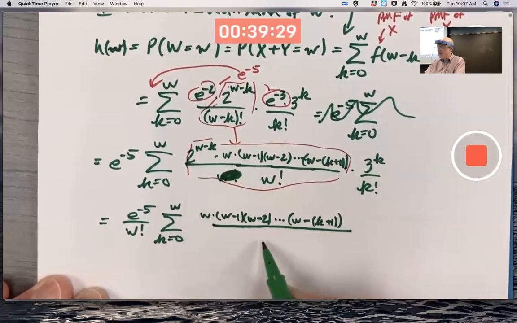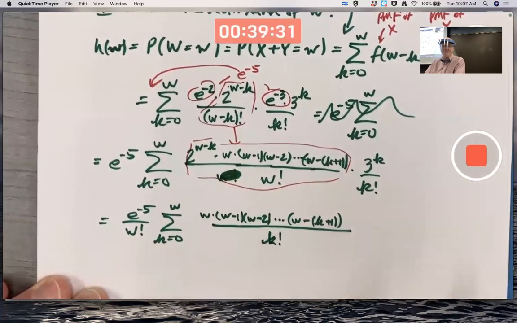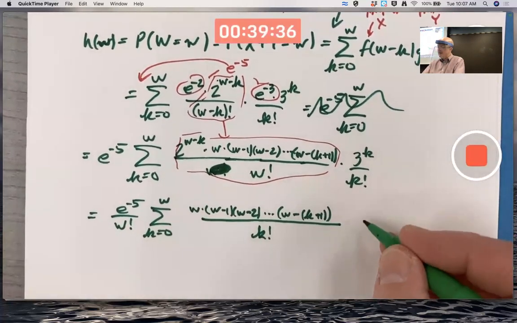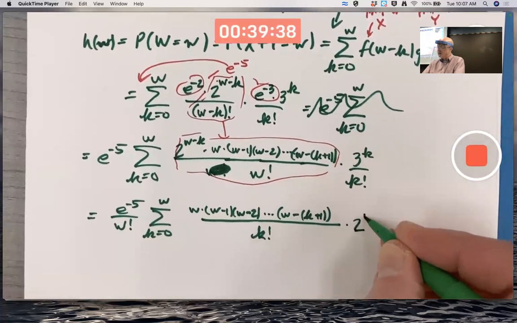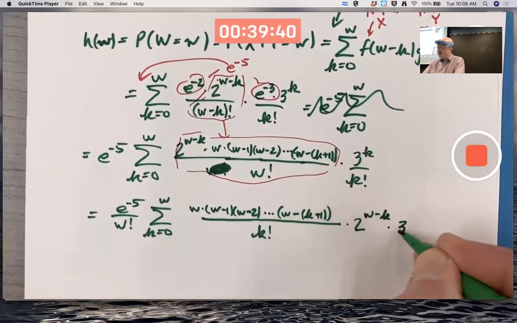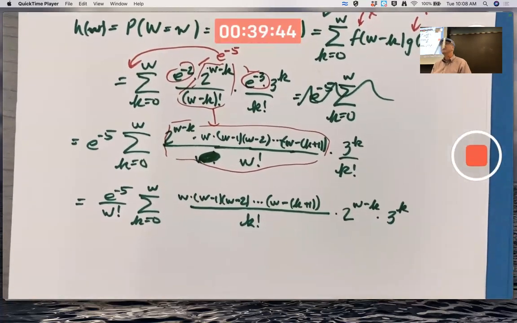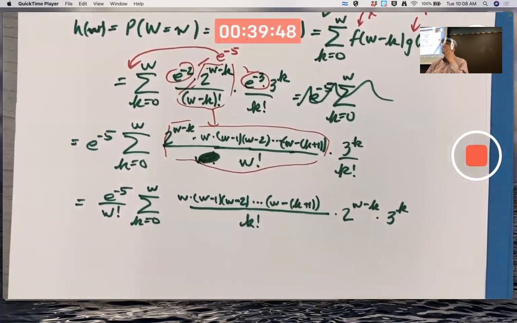Put this all over K factorial. And then write 2 to the W minus K here and 3 to the K there. Does anybody feel like they know where I'm going with this? Anybody have a gut instinct as to what fundamental fact that you have learned about in the past that I'm going to use here to simplify this a lot? Binomial theorem.